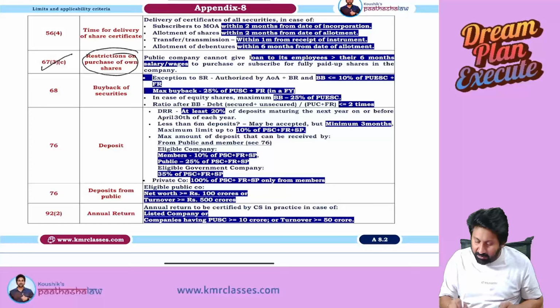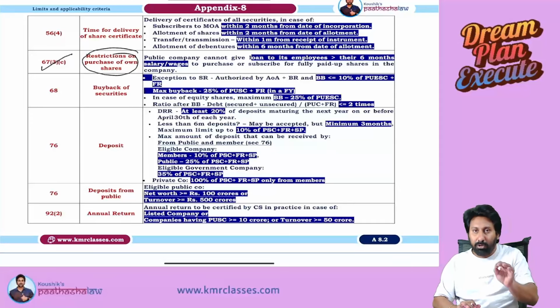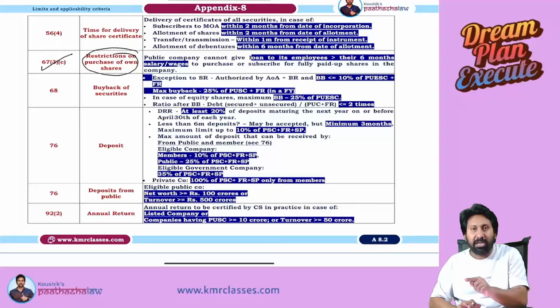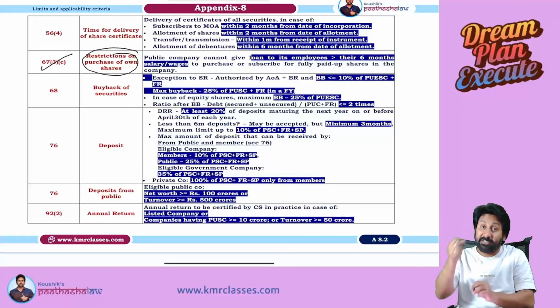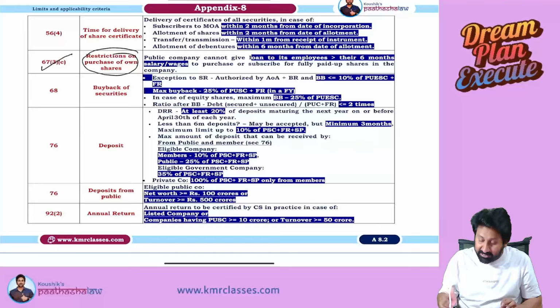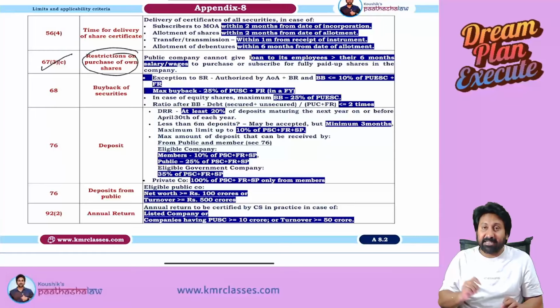Public company cannot give loan to its employees for more than their 6 months salary. So you can give loan. A public company can give loan to the employees of the company to purchase its own shares, but the amount of loan that is given should not exceed, okay, should not exceed 6 months salary or wage.